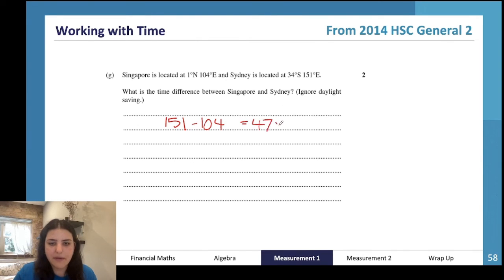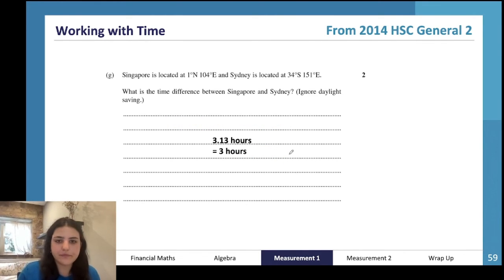We're going to times that by 4 to get the number of minutes, which is 188. And then we're going to divide that by 60 to get the number of hours. Divided by 60, we get 3.13, which if I click my bubble button is 3 hours and 8 minutes. Let's check our answer. 3 hours essentially.